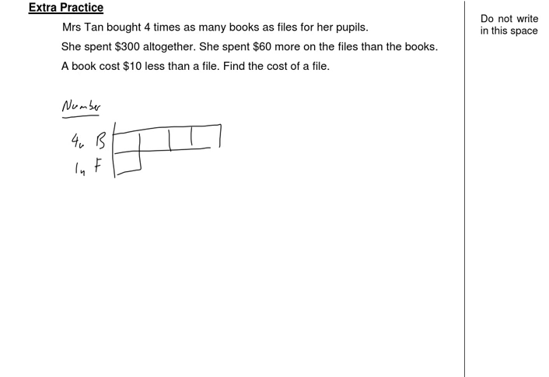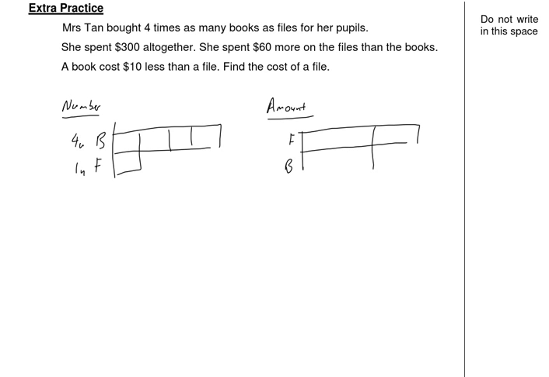Next, in terms of amount paid, we know that she spent $60 more on files than on books. So files, books, we know that she actually paid $60 more. True? And the total cost adds up to $300. Yes? Now, can I find how much she paid for the books and how much she paid for the files individually? I can, right?